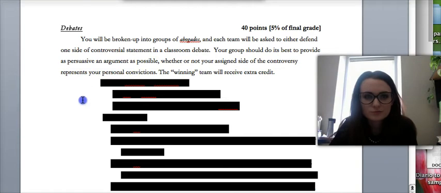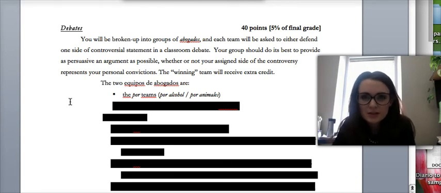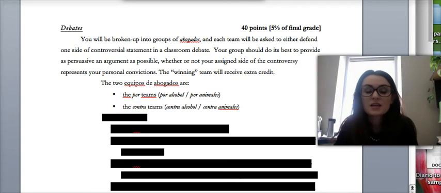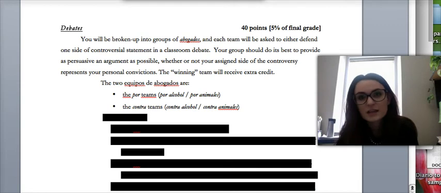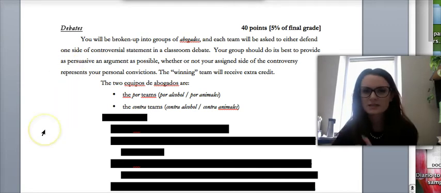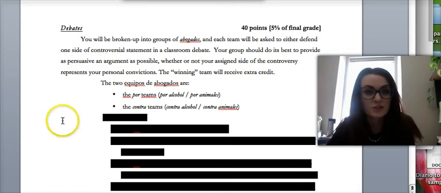All right, so our two debates. We are going to have two classroom debates, so we'll have 4 teams of abogados, and we're going to have one debate about alcohol and one debate about animal rights. So you are either going to be on the por team of one of those debates, either in favor of animal rights, in favor of alcohol, or you're going to be on the contra team, against alcohol and against animal rights. And we'll look at exactly, in detail, what that means, that you're for or against animal rights, in just a moment.